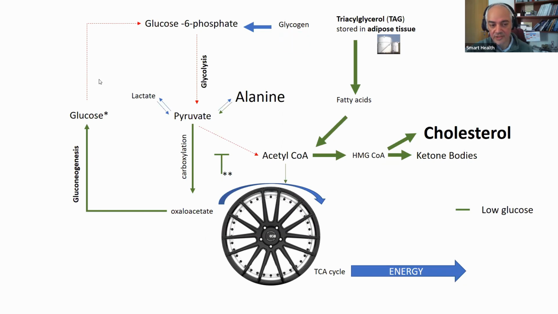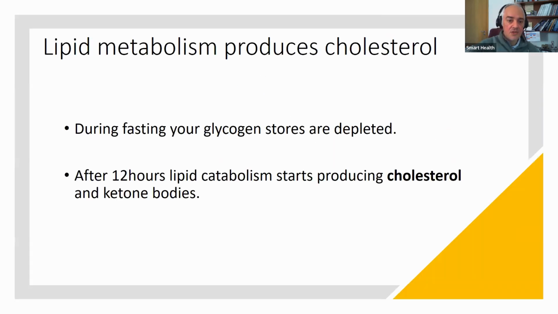When glucose levels are very low, but protein levels are very high, proteins are digested and we have amino acids like alanine, and alanine is changed into glucose. So that is a process which is triggered by high protein and low glucose. In terms of lipid metabolism, it produces cholesterol during fasting. The glycogen stores are used and depleted, and after 12 hours, lipid catabolism, which means breakdown of lipid, starts producing cholesterol and ketone bodies.